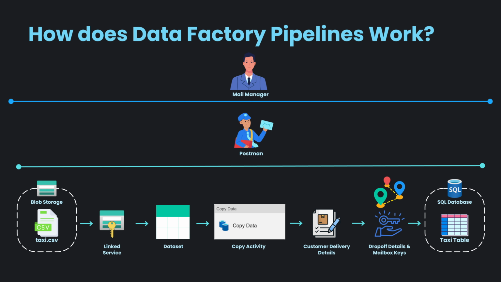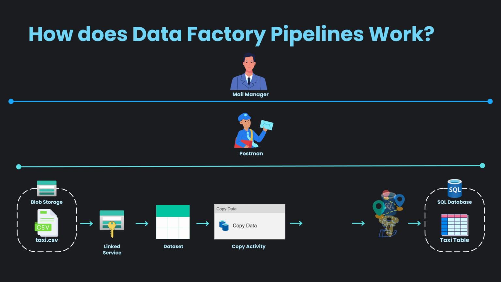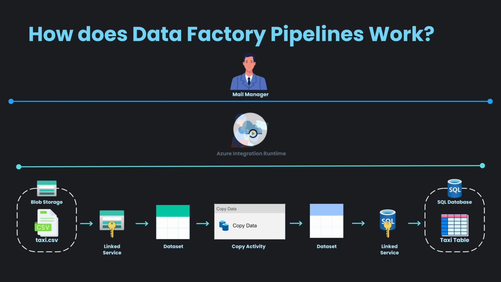And of course, we also need to know where we need to move the data to, and in this case, we are going to move it to the SQL database and into the taxi table. The same as with the blob storage, we are going to need a linked service that will allow us to know how to connect to the SQL database and where that SQL database is located. Lastly, we will of course need another dataset which will tell us, once we get the data from the CSV file, how the taxi table is structured so we can put it in there.